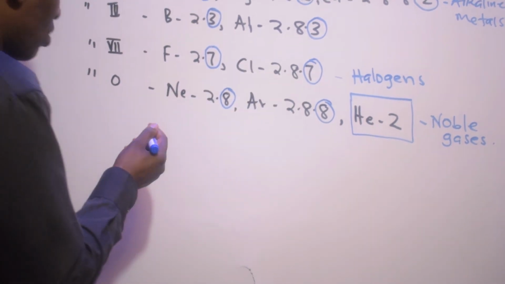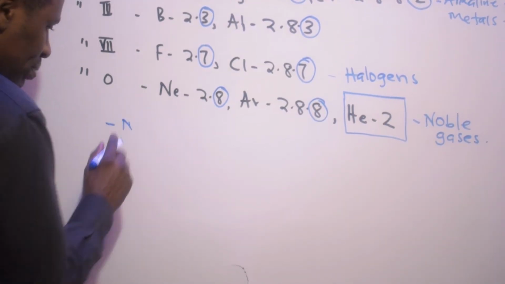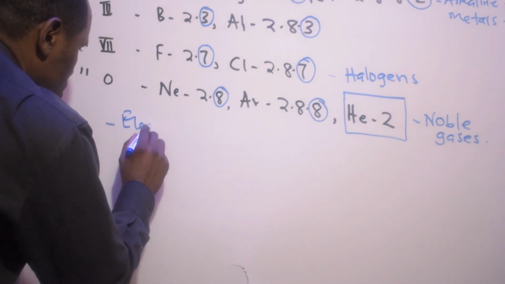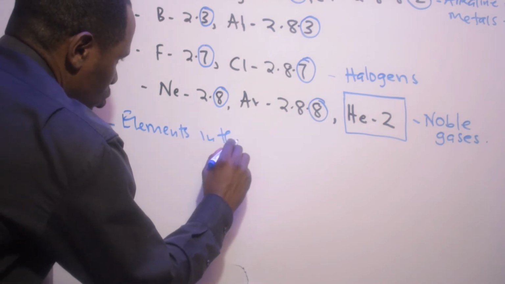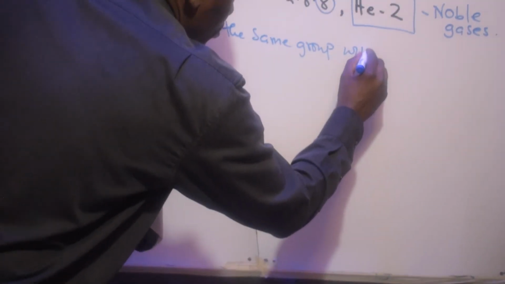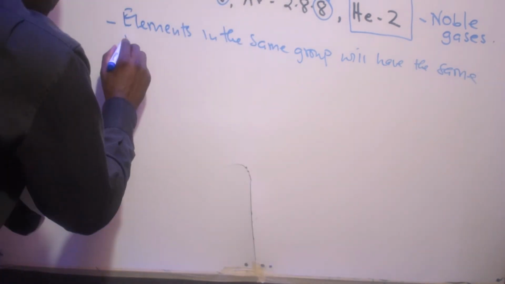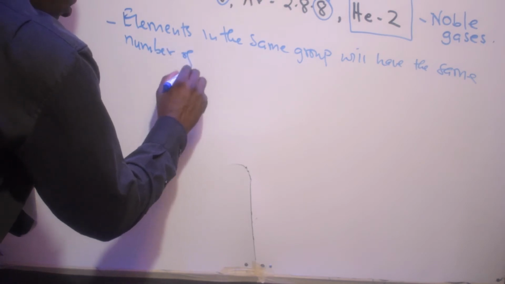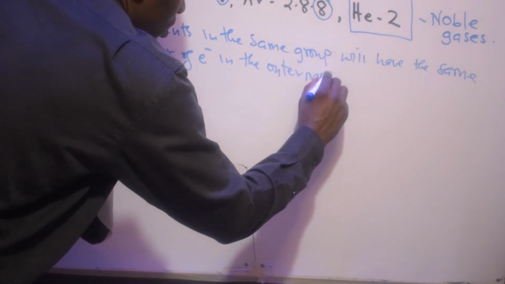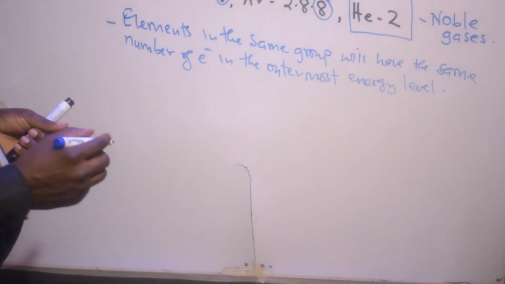Maybe I can mention a few things about what we've just discussed. Elements in the same group will have the same number of electrons in the outermost energy level. We have seen that in the outermost energy level.